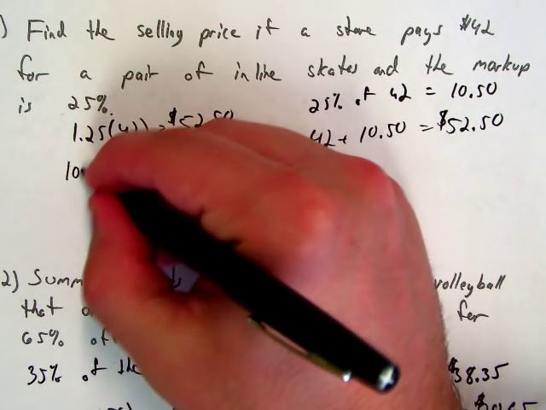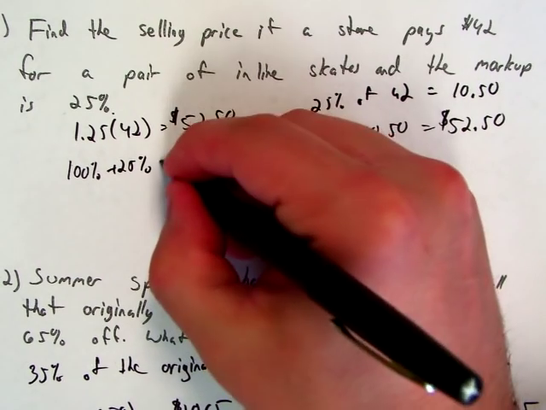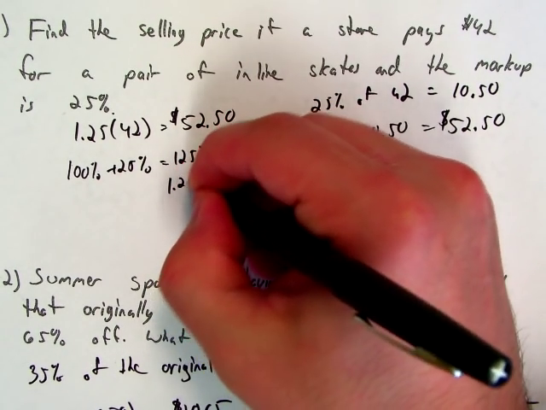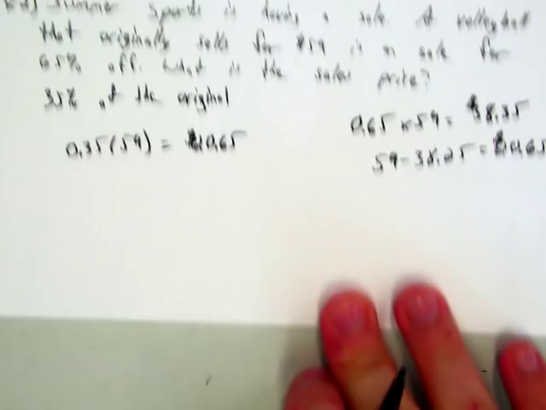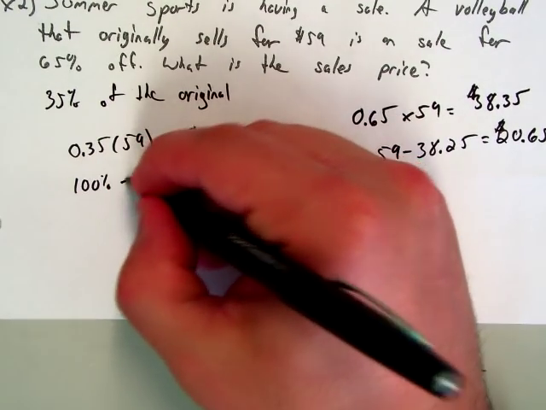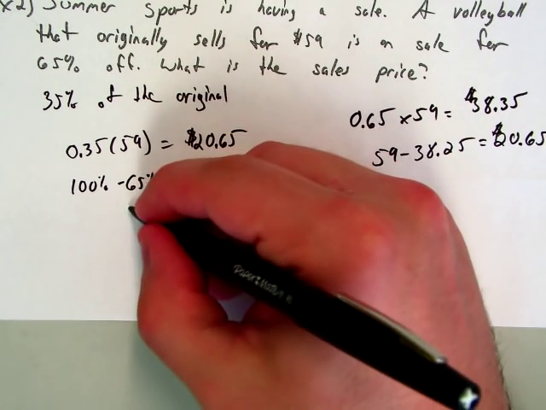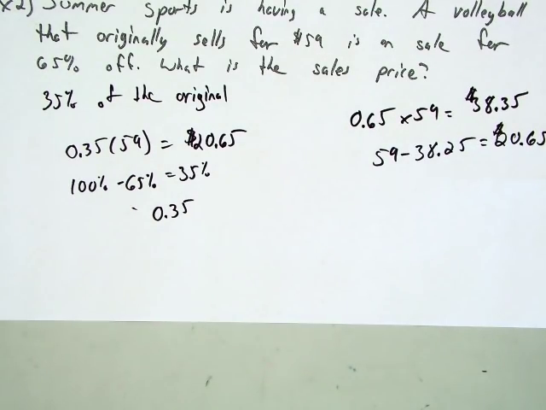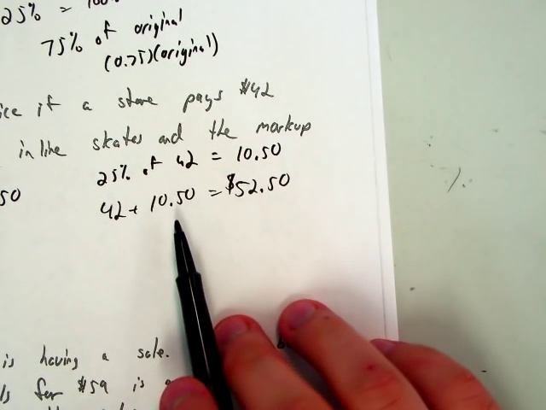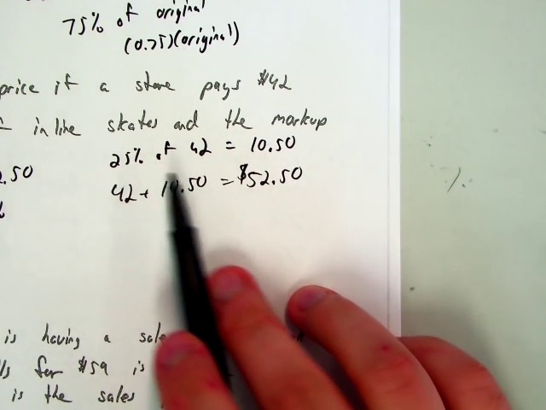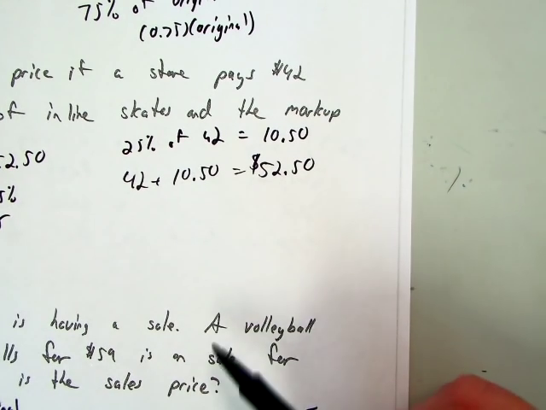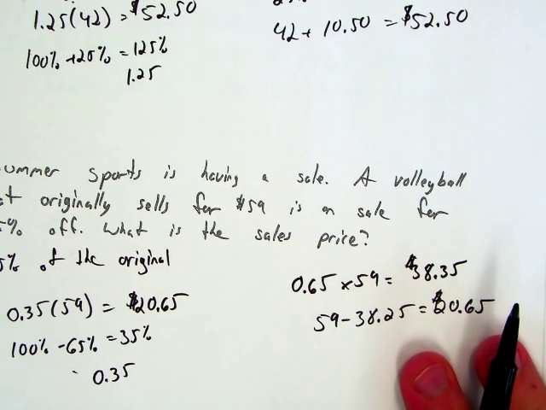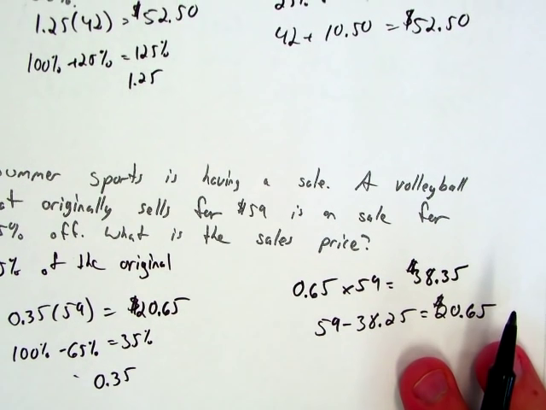This method is the 100% plus 25% to get 125% or 1.25. For discounts, it would be 100% minus 65%, which is 35% or 0.35. The other method that was used, we found the markup of the original or the discount of the original, and then added the markup or subtracted the discount. Regardless of which method you use, you will get the same answer as long as you apply it correctly.